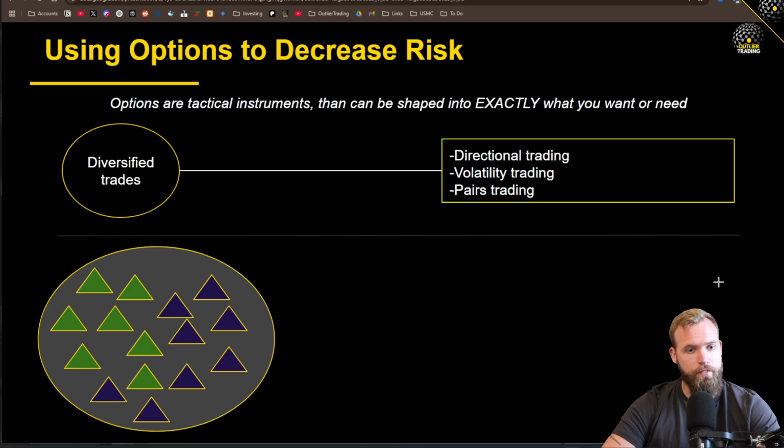Now, diversified trades, really, really important concept.